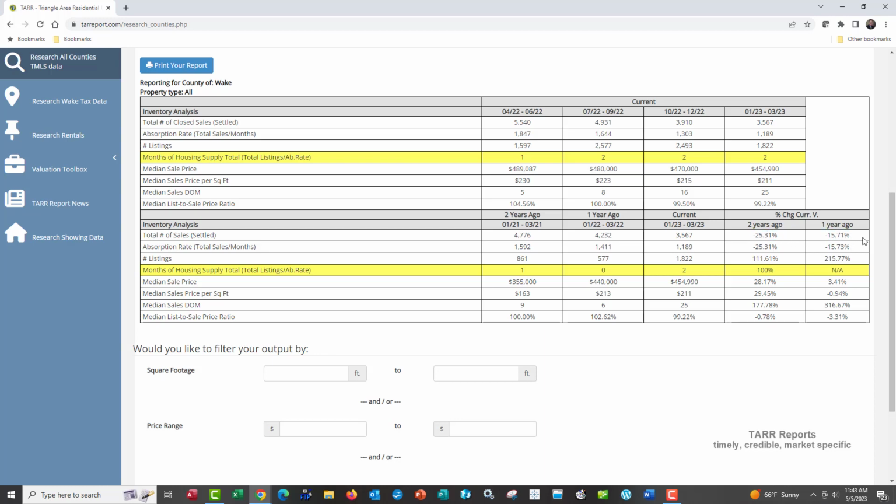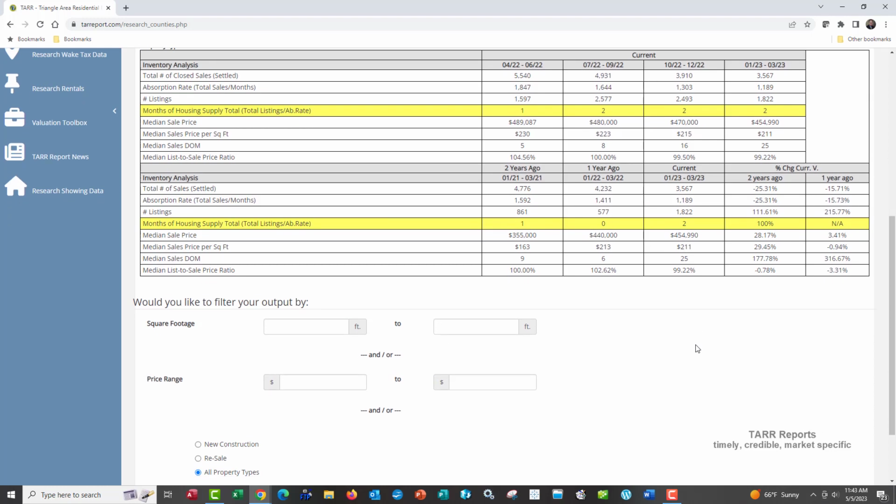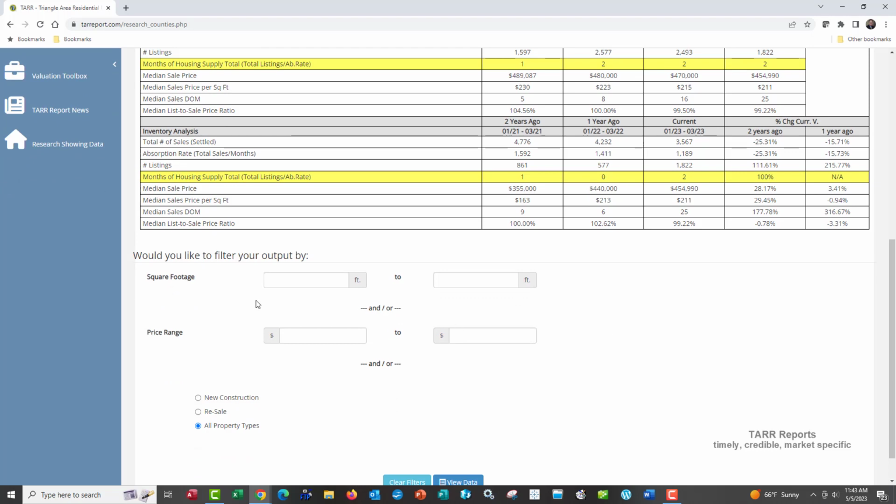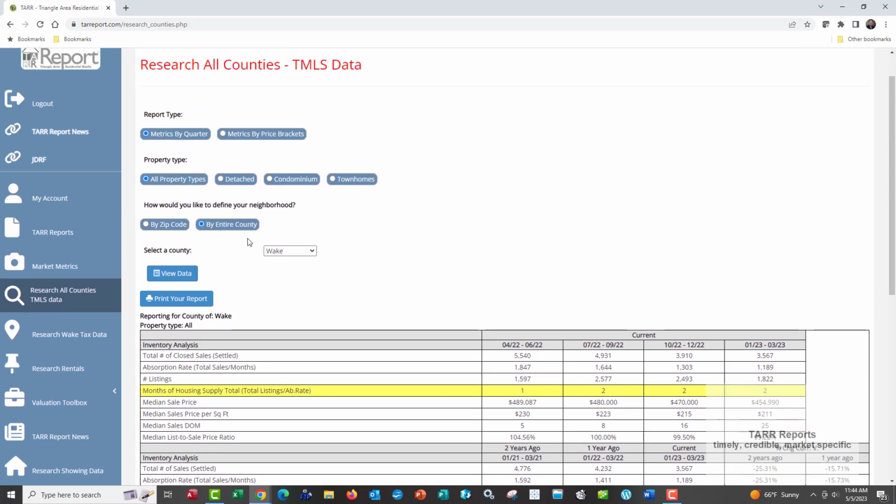So one of the interesting things that we have going on at the time of this recording is that we have interest rates going up and prices going down, and that also influences the number of settled sales. So all this stuff is really important for you to know from an overall market perspective, so you can take the information in this first and foremost for your knowledge. You can utilize it with your CMAs, with your buyers, and with your sellers. You can filter the output by square footage, and you can filter it by price range.